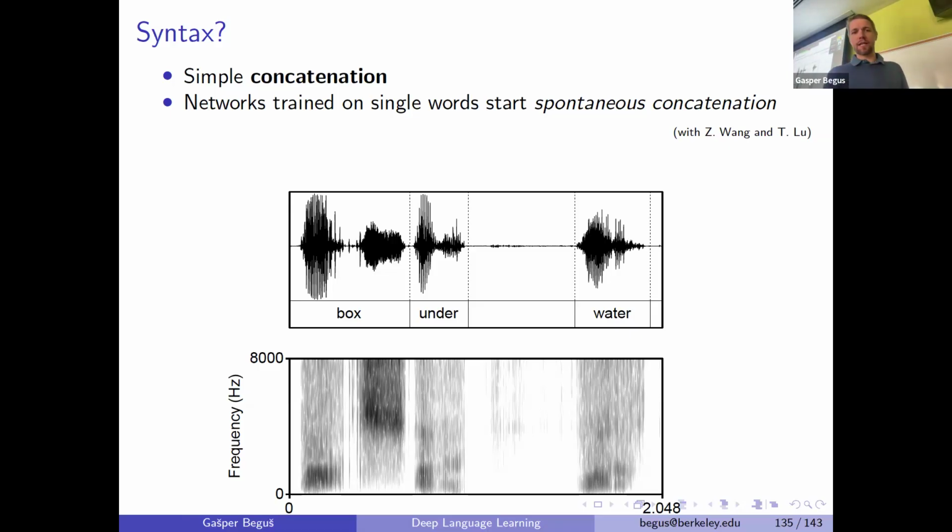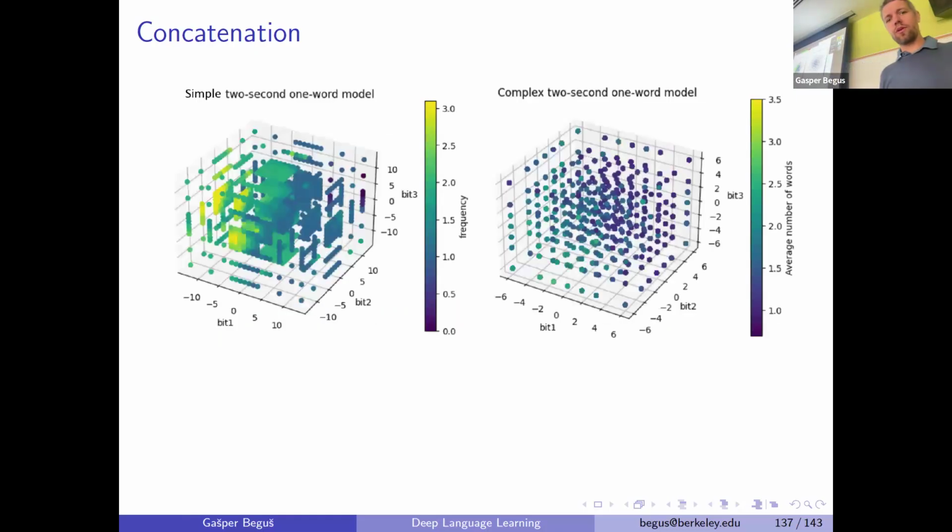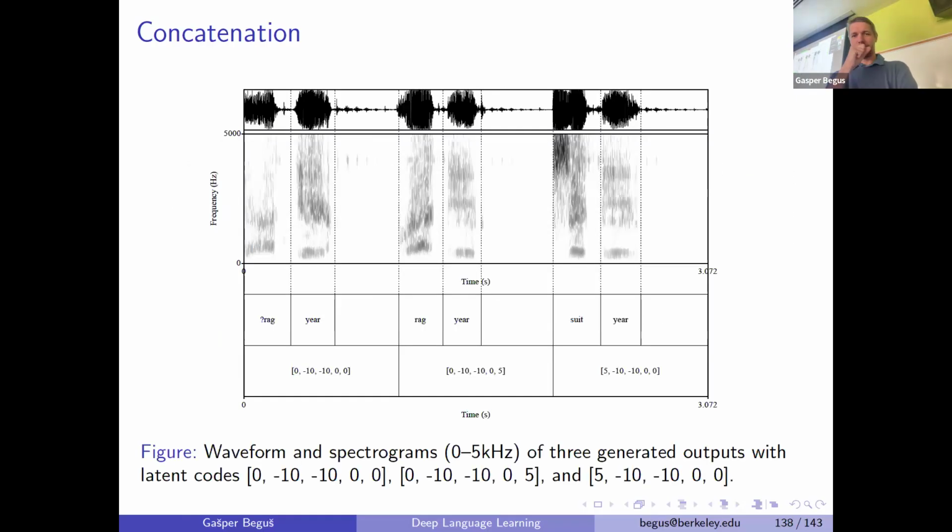So we observed that the models are doing this thing where they start putting words together. They were trained on box, water, under, a couple of words. And they started putting them together, even three sometimes. And so we did a bunch of experiments on these models, and we realized another peculiarity, which is they do put words together more in the negative areas of the latent space. So the more negative you go, the more concatenation you do. So that's a peculiarity.